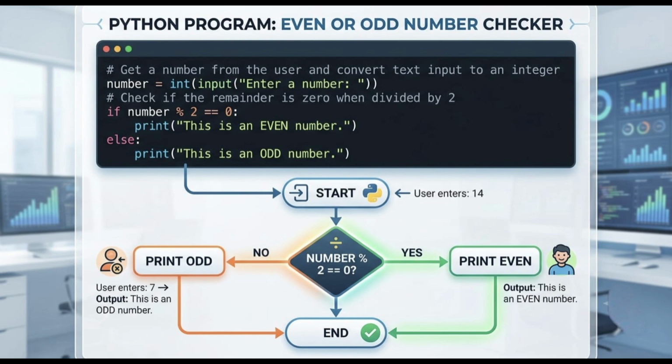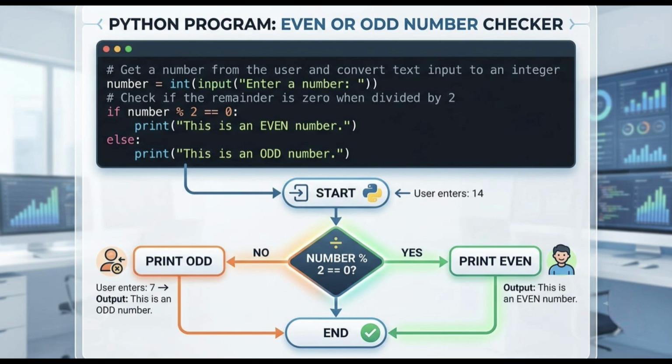But here's the catch, anything a user types into a computer starts off as text, what programmers call a string. Even if they type the number 7, Python sees it as the text character 7, not a mathematical number. We can't do math on text. To fix this, we wrap that entire input inside int. The int stands for integer, which is just a fancy word for a whole number. This instantly converts the user's text into an actual math-ready number. Finally, we store that number inside a storage box, a variable named number. Now, the computer will remember whatever value the user typed in.